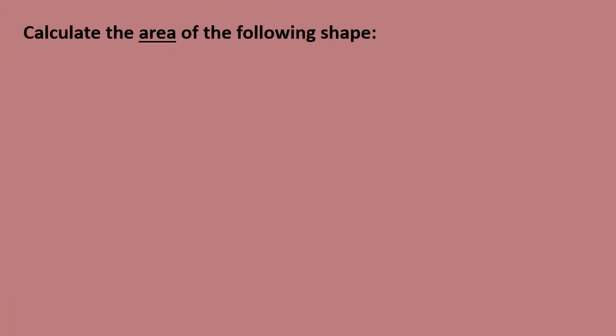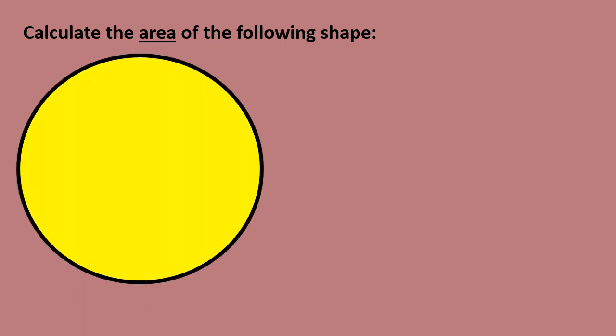Right, let's have a look at a question. Calculate the area of the following shape. It's a circle. And what they've given to me is the diameter, which is 15 centimeters. If you have the diameter, you can get the radius. How do you do that? You divide it by 2. So the radius there would be 7.5.